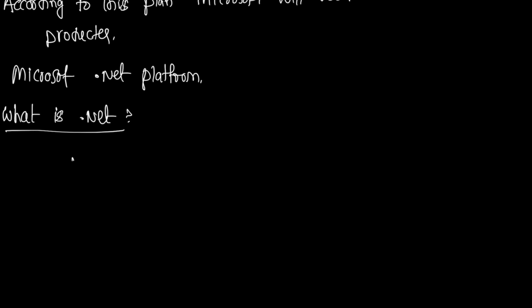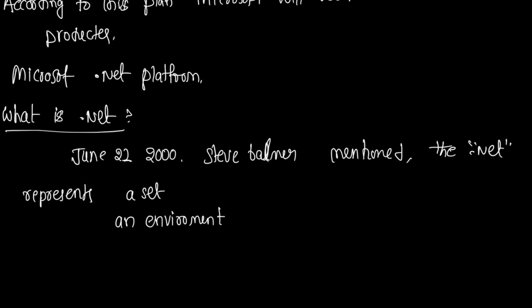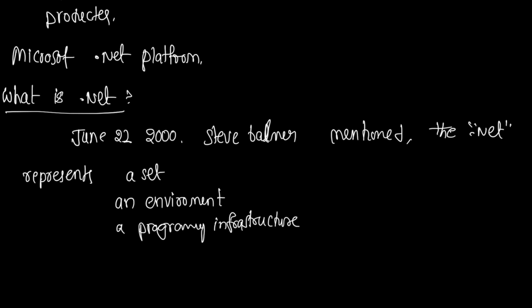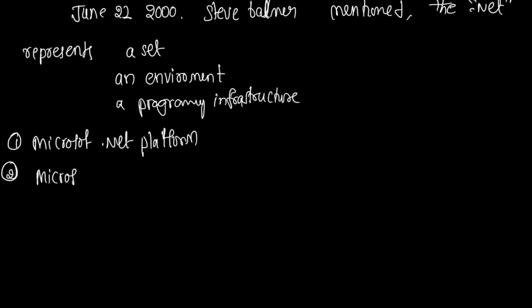Then what exactly is .NET? On June 22nd, 2000, Steve Ballmer, the head of this Internet of Next Generation, used the word .NET for the first time. He explained it as: .NET represents a set, an environment, a programming infrastructure that supports the next generation of Internet as a platform.